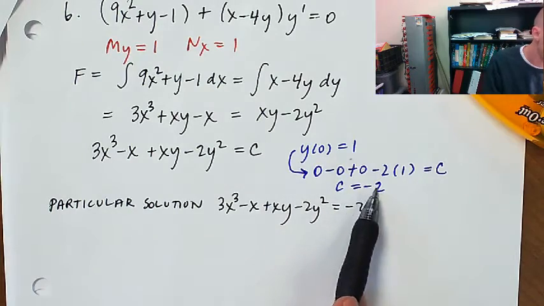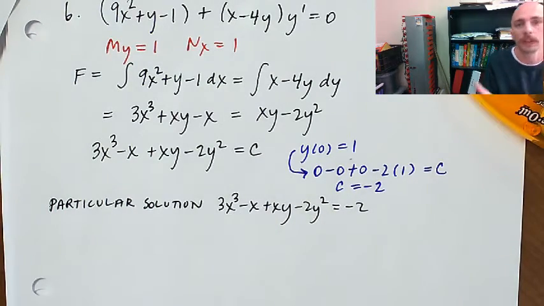It's just that easy. You just plug in to find the value of c, then you plug in the value of c, and then you've got yourself a particular solution. That's how you do it.